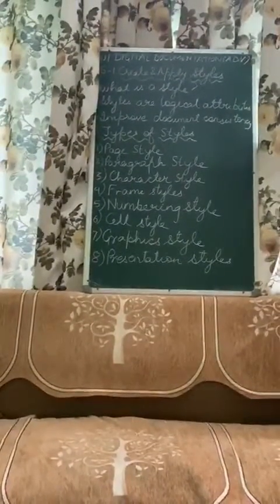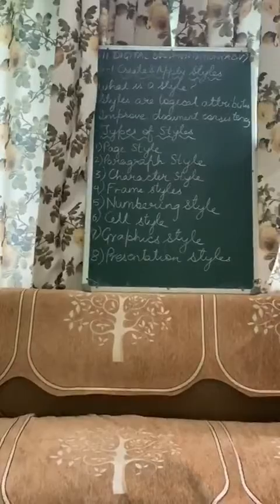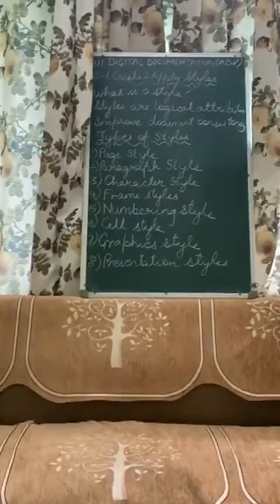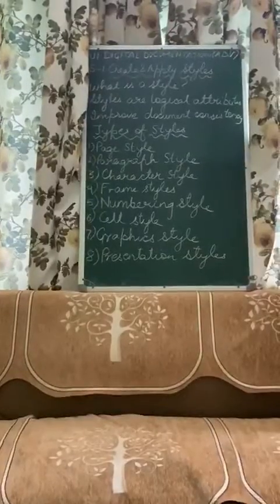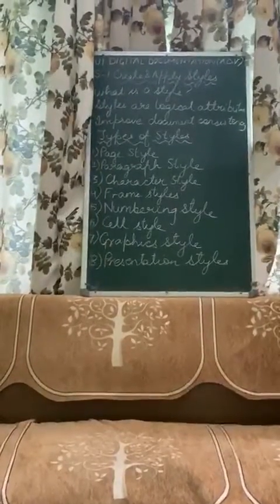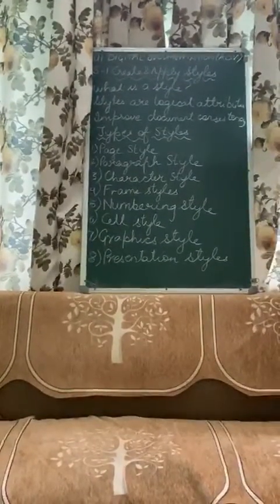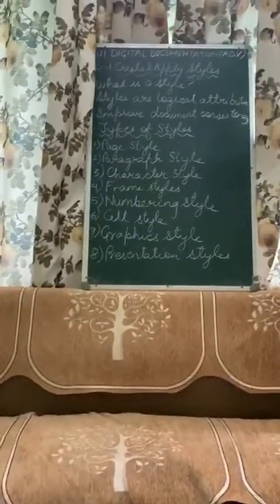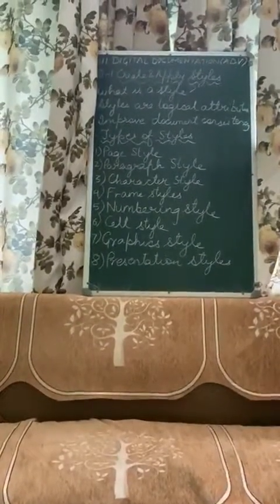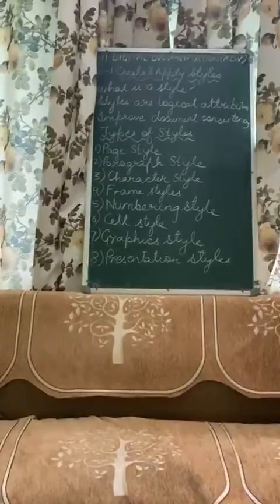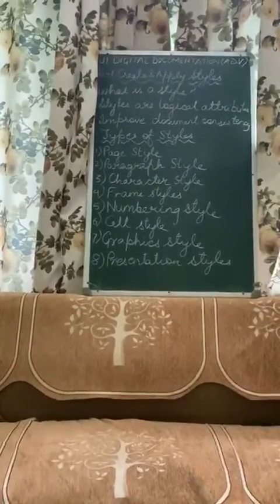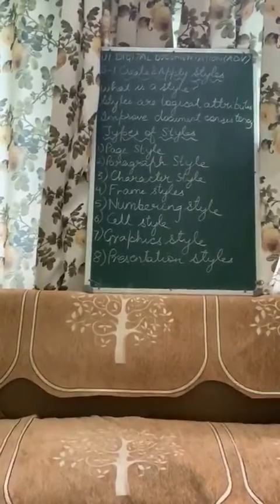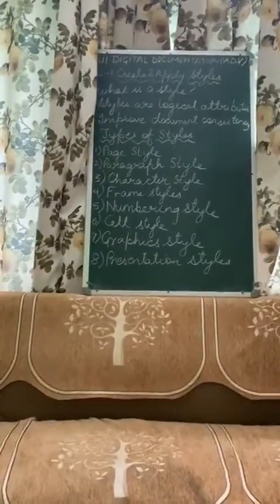When you are applying a style, you are applying a whole group of formats at the same time. Not only are you changing the font size or the font color, but a group of formats you are applying at the same time. So basically a style is a set of formats, a collection of formats that can be applied to selected pages or text to quickly change their appearance.